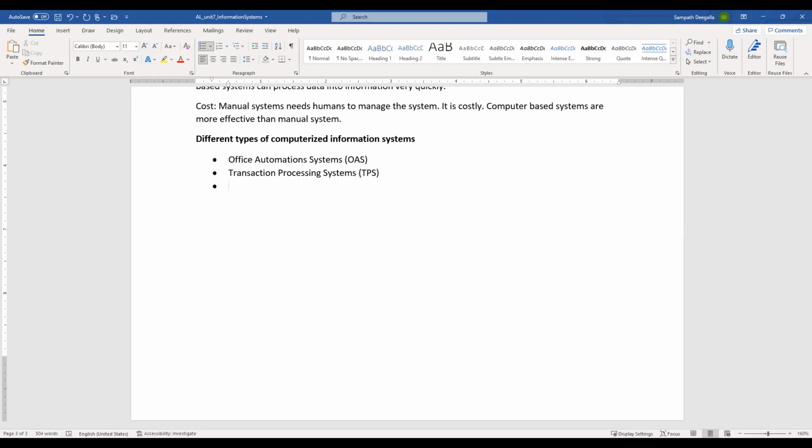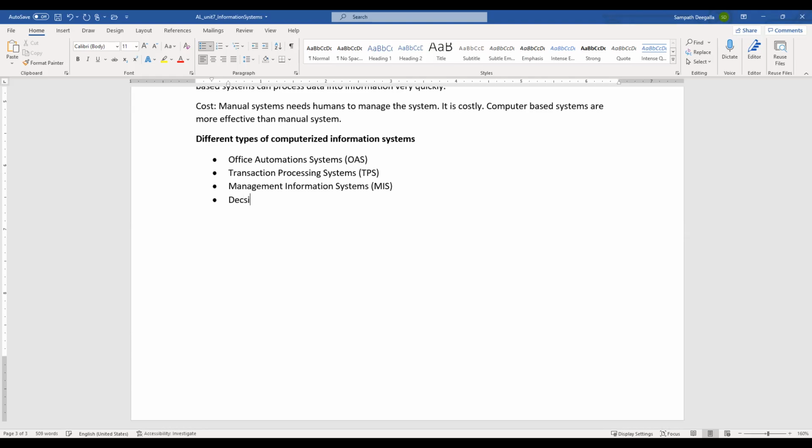Then we have management information systems, or in short, MIS. Usually everywhere nowadays we have management information systems. For example, we can have reports, we can have graphics, and usually managers can make decisions based on information available in management information systems.